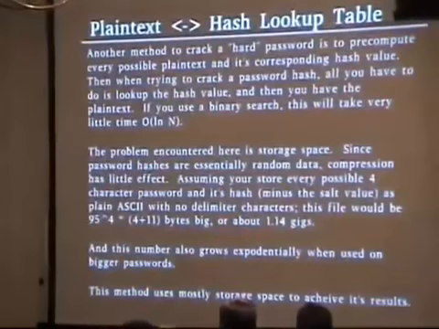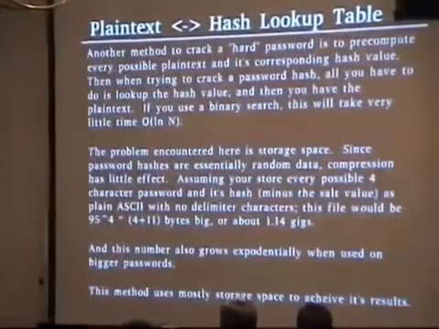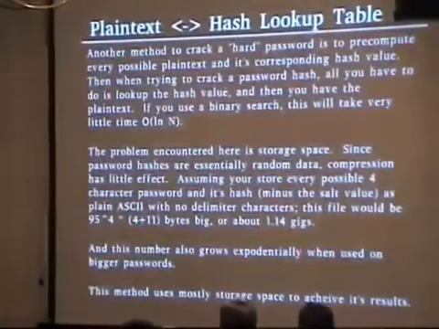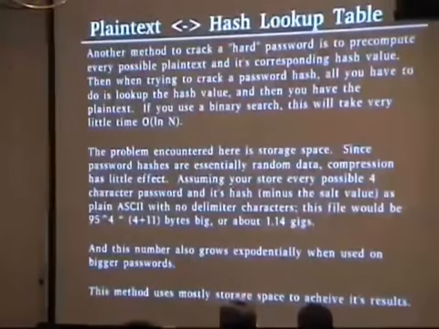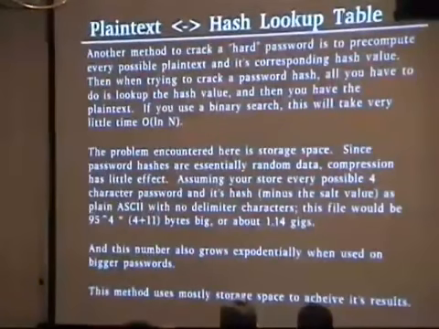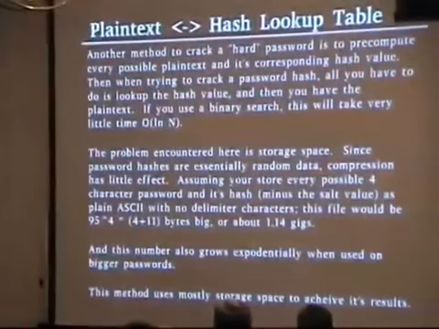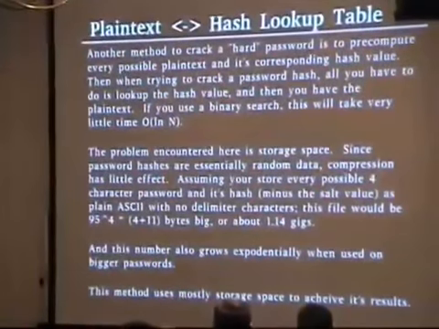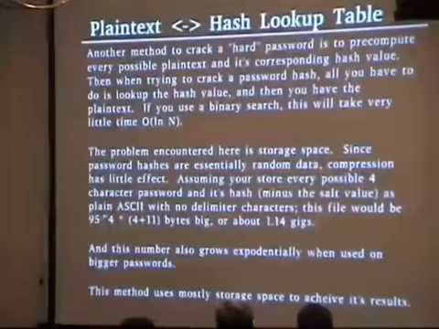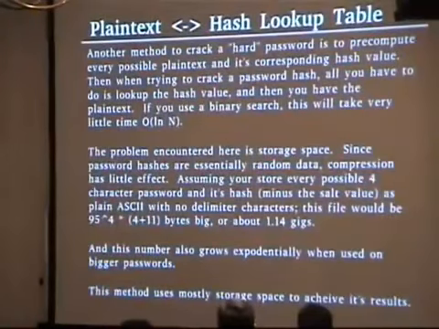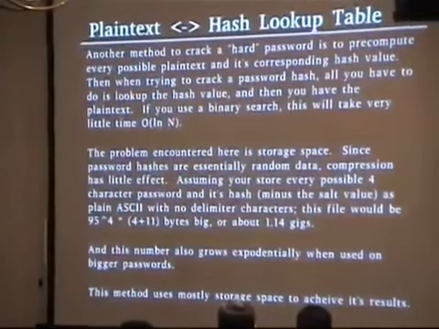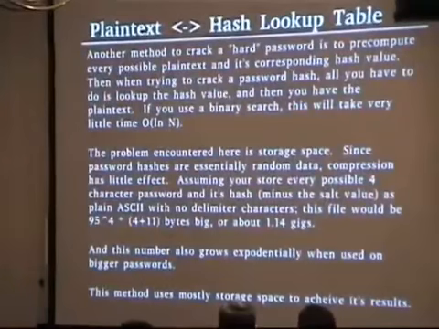So the problem here is storage space. Since the password hashes are essentially random data, it's really hard to compress random data. Impossible, actually. So, assuming that you store every possible 4-character password and its hash, minus the salt because it's redundant, a plain ASCII file with no delimiter characters would be about 95 to the 4 times (4 plus 11), which is the ASCII part. So that's about 1.14 gigabytes. And of course, this number also grows exponentially when used on bigger passwords because of the exponential growth you experience with each time you add another character.